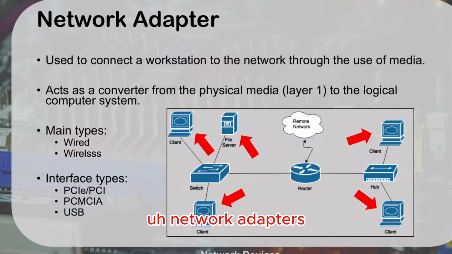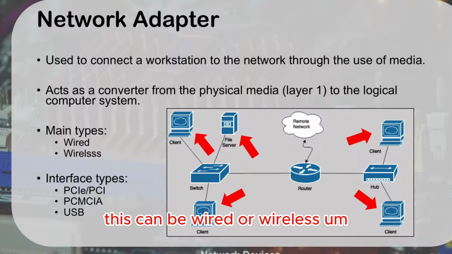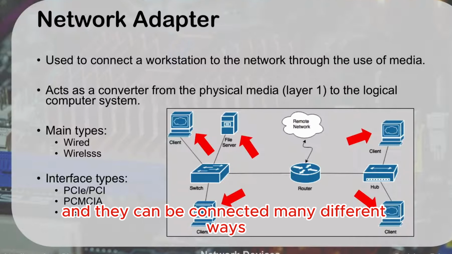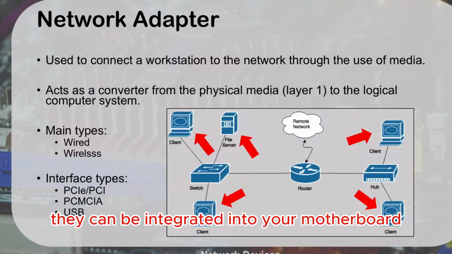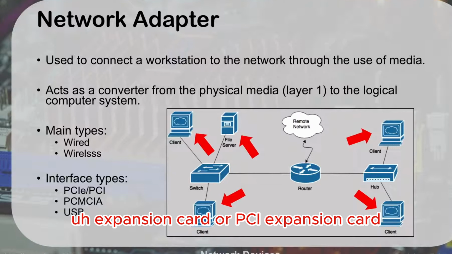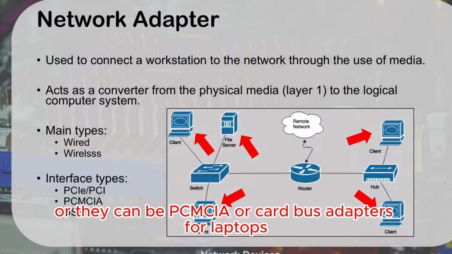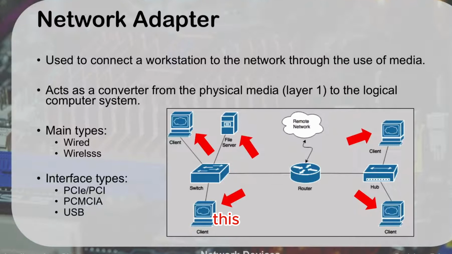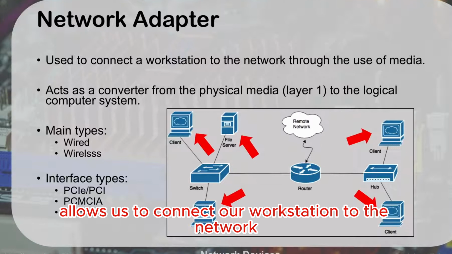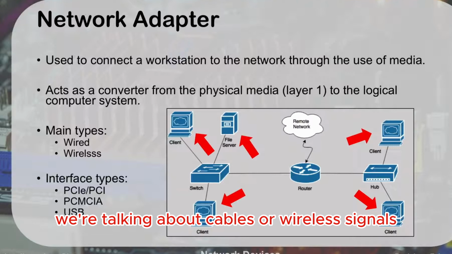Network adapters. If you want to connect to the network, you have to have a network adapter. This can be wired or wireless, and they can be connected many different ways. It could be integrated into your motherboard. It could be a PCIe expansion card or PCI expansion card. They could be USB adapters, or they can be PCMCIA or CardBus adapters for laptops. This allows us to connect our workstation to the network through the use of media. And when we talk about media, we're talking about cables or wireless signals.